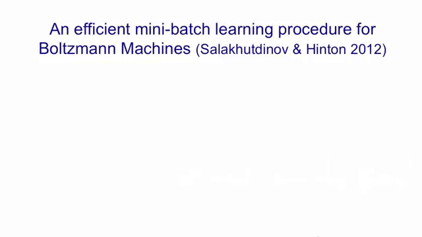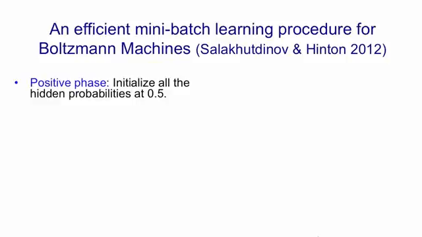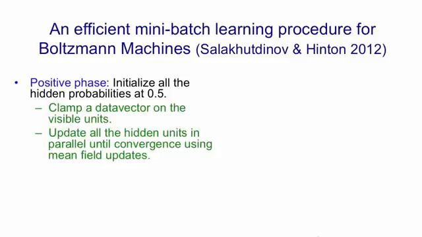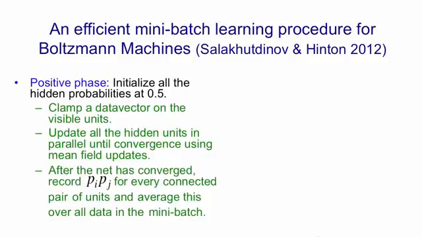Now we can get an efficient mini-batch learning procedure for Boltzmann machines. And this is what Russ Salakhutdinov realized. In the positive phase, we can initialize all the probabilities at 0.5. We can clamp a data vector on the visible units, and we can update all the hidden units in parallel using mean field until convergence. And for mean field, you can recognize convergence. It's when the probabilities stop changing. And once we've converged, we record p_i p_j for every connected pair of units.